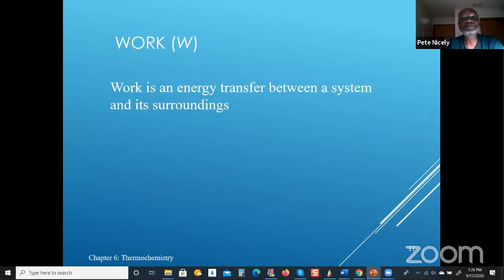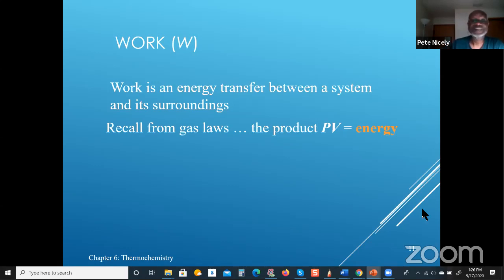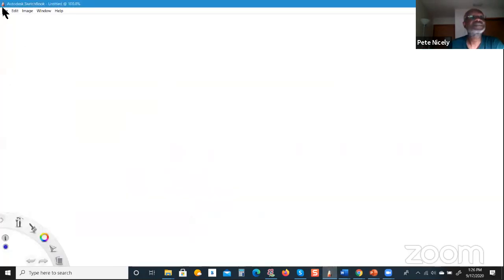Okay, some more things about work we need to talk about. Work, as we said before, is what happens when force is applied to an object and the object moves. But another way of looking at it, it's a form of energy transfer between a system and the surroundings. Now, please recall that PV, let me try this and see if this will work.